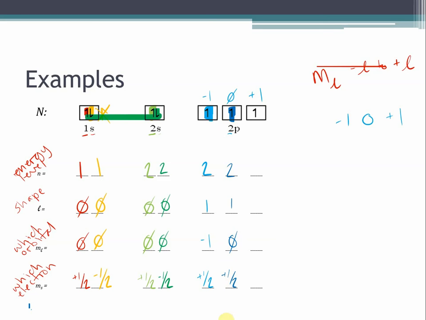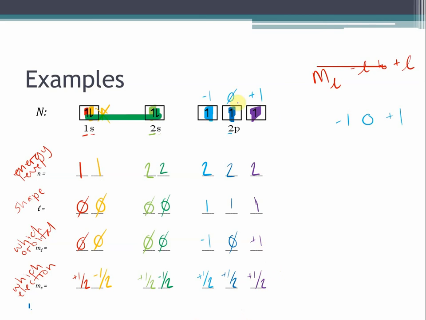And then, last but not least, number 7. Our last electron here, still in our second energy level, so n equals 2. Still in a p orbital, so L equals 1. But now we're in a new orbital. We're in the plus 1 orbital, so M sub L is equal to plus 1. And spinning up, so our spin is plus 1/2. So that is how you write your quantum numbers.